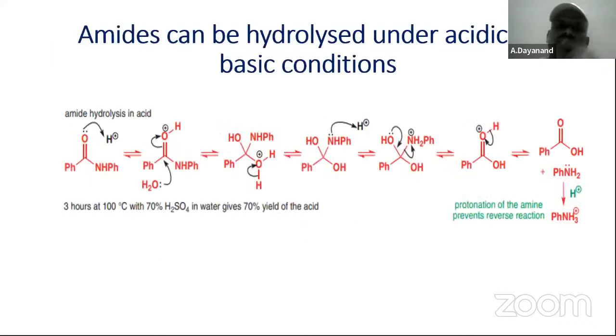Okay, amides can be hydrolyzed under acidic as well as basic conditions. Amides also can be hydrolyzed under acidic or basic conditions. The same steps are used here. H2O protonation followed by H2O. The CONH bond breaks, COOH comes, and PhNH2, that is phenylamine, is formed. Both conditions you can hydrolyze amides.